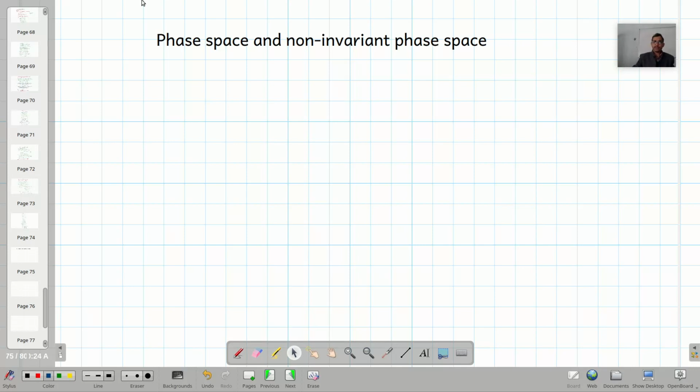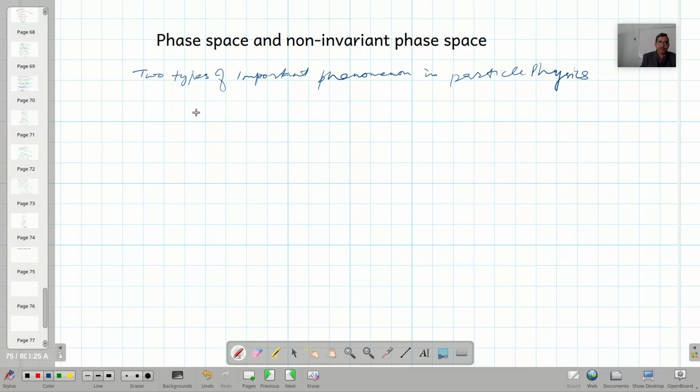So today I will talk about phase space and non-invariant phase space, and it's a very important concept in particle physics. So before defining or talking about the phase space, first of all, let us consider two types of important phenomena in particle physics. So first is the decay, and second one is the scattering.